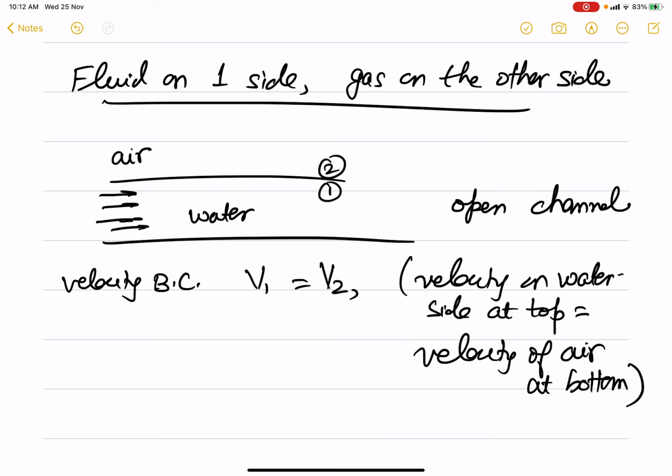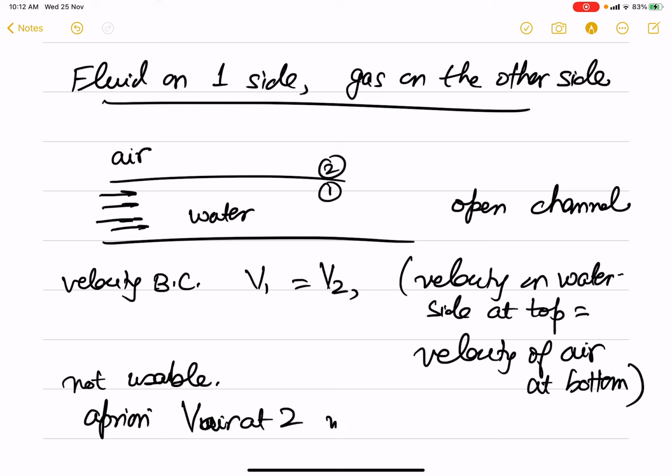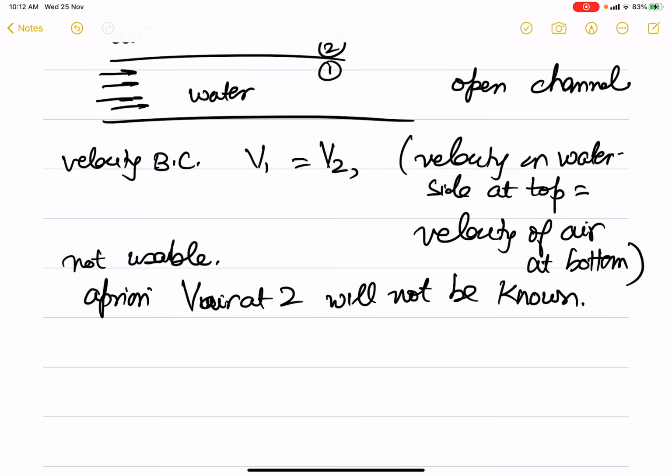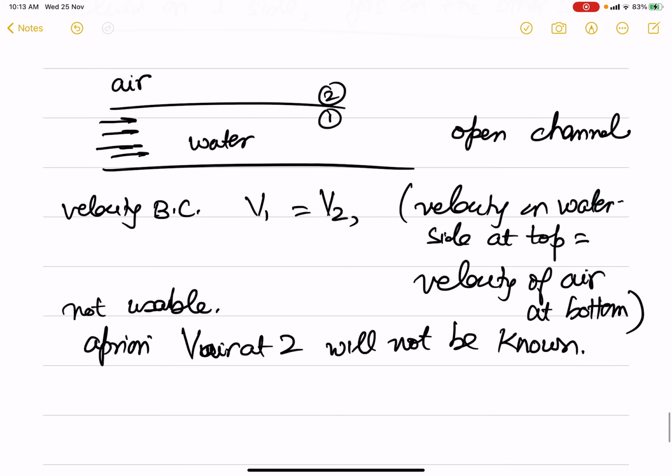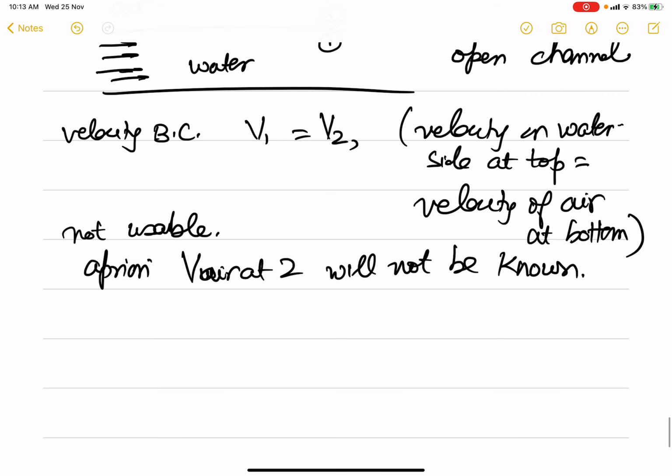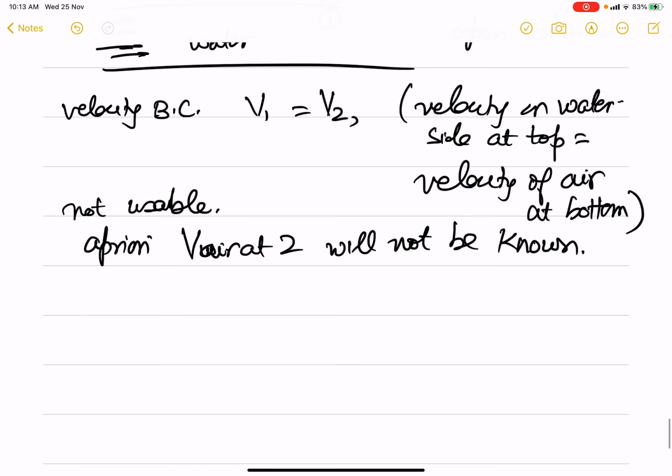Now this boundary condition, while it is true, does not help us. It is not usable because a priori the velocity of air at 2 will not be known. Once again, in some problems we may be able to give this, but in general the velocity boundary condition on a liquid-gas surface will not be known. Now let us talk about the stress boundary condition on such a surface.